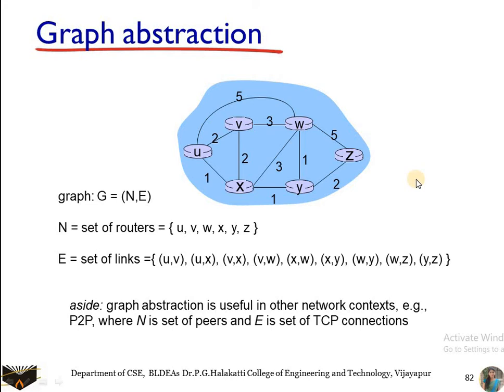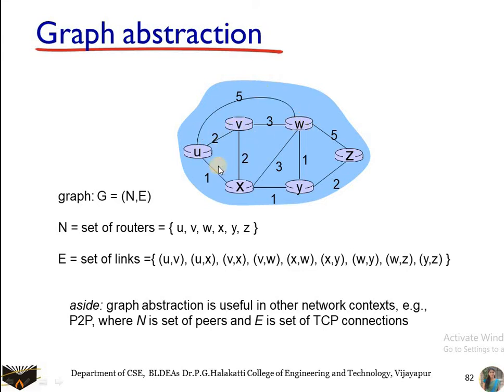In case of graph abstraction, we have a graph. Usually we consider the graph as N and E, that is nodes and edges, and here we can see certain nodes, and usually we consider the nodes as routers. It is a set of routers. So we have around 6 routers, and edges are considered as a set of links. From U to V we have a link, that is, we have a connection from U to V through which the packet can be transmitted.